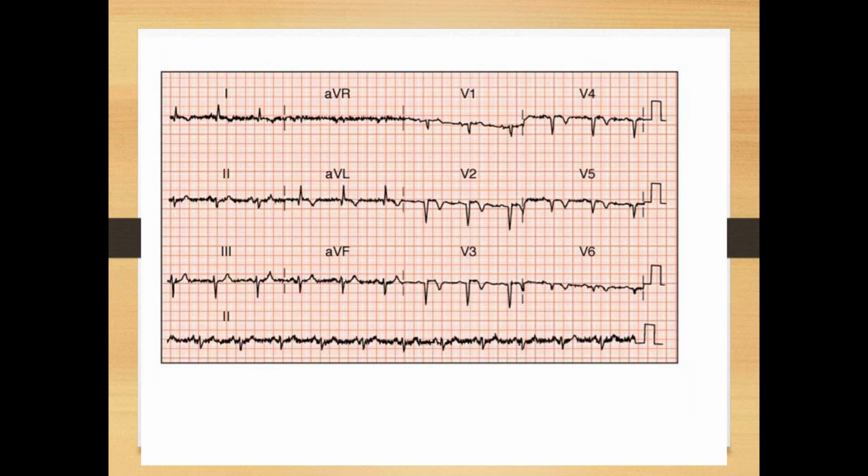Coming to this ECG, you can see the T wave inversions in the anteroseptal leads. In V2 there is T wave inversion, V3 there is T wave inversion, V4 there is T wave inversion, and V5, V6 too. There are ischemic changes happening in the precordial leads, that is, the anteroseptal and lateral walls.